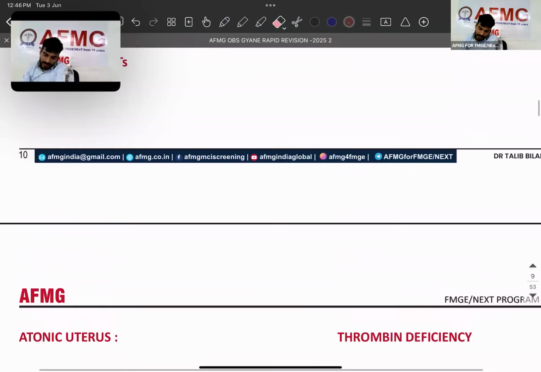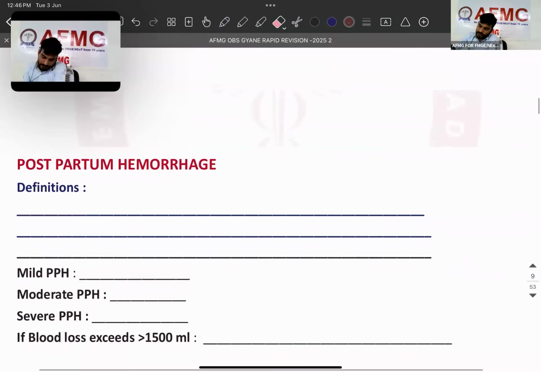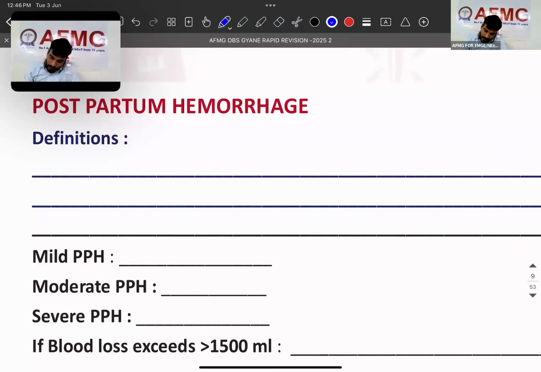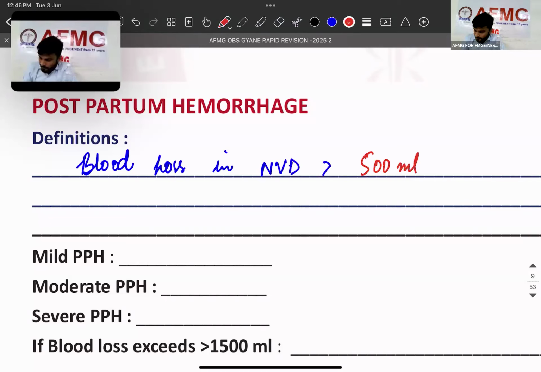Now let's write it down. Definition. Treatment हम बाद में करेंगे इसको, पहले लिखो. What is the definition? Sir, blood loss in normal vaginal delivery more than how much? More than 500 ml. More than 500 ml.